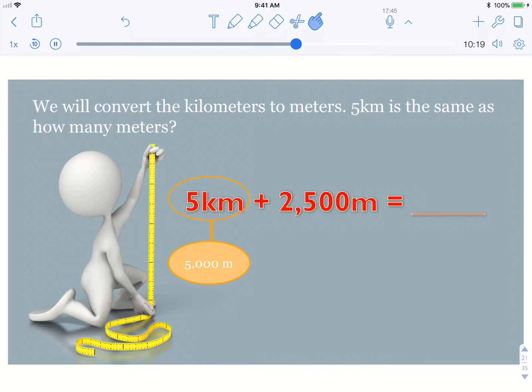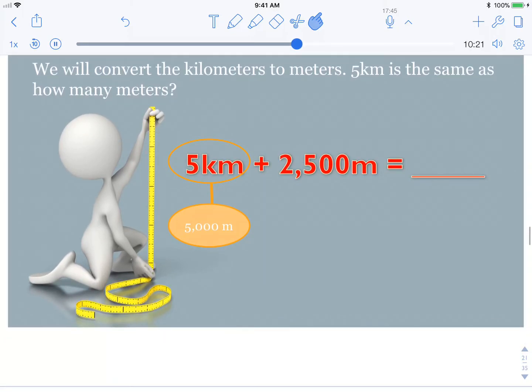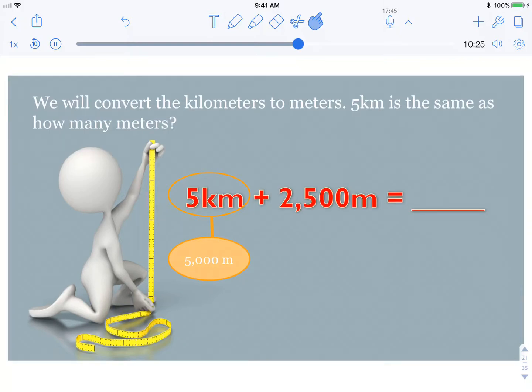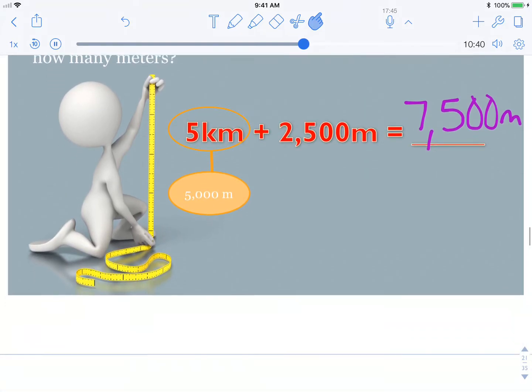Now, can we add 5,000 meters plus 2,500 meters? Yep, I can almost do this in my head. 5,000 plus 2,000 is 7,000, plus 500 is 500. So, the answer is 7,500 meters.